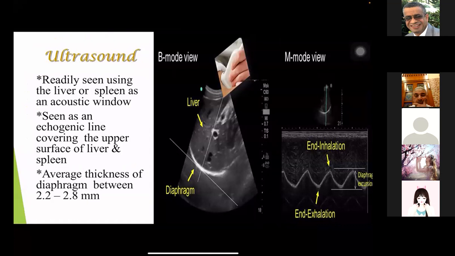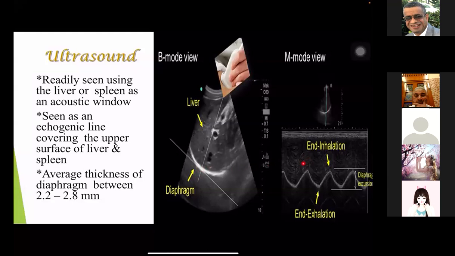We have all examined patients and we all saw the diaphragm on ultrasound as an echogenic line covering the surface of the liver or spleen, measuring about 2.2 to 2.8 millimeters in thickness. This is the diaphragm, this is the liver. Okay, this is on B mode.